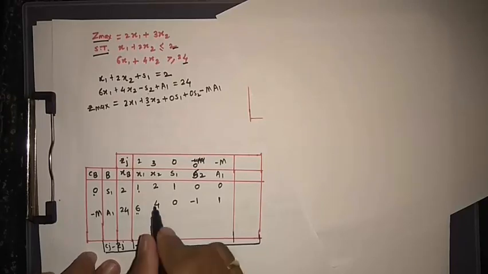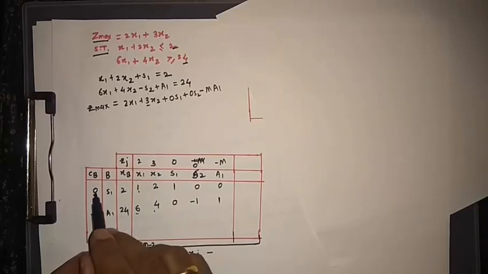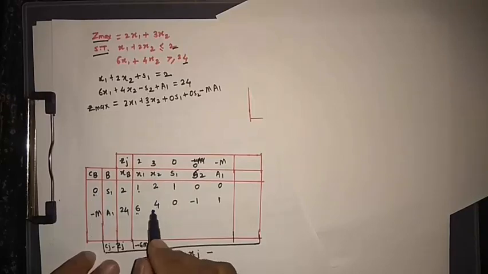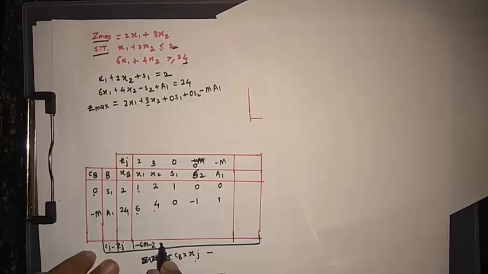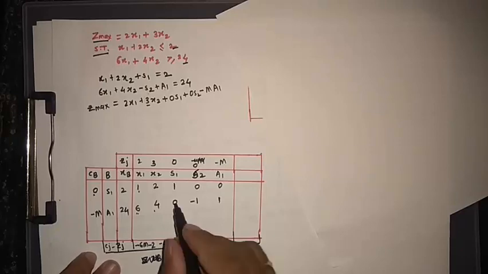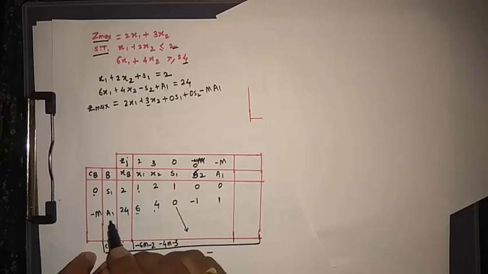Now for the second column, we have the value here for the x2 constraint variable, that is a 2. So 2 into 0 becomes 0, and after that 4 into minus M becomes minus 4M. So for the second column it becomes minus 4M minus 3. Now for the third column, 1 into 0 is 0, and 0 into minus M becomes 0. So overall value is 0.